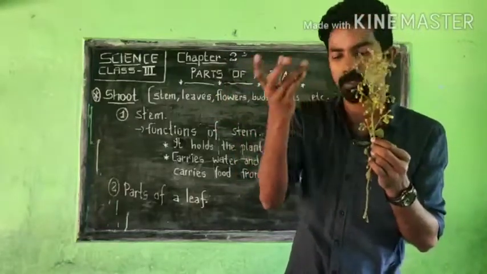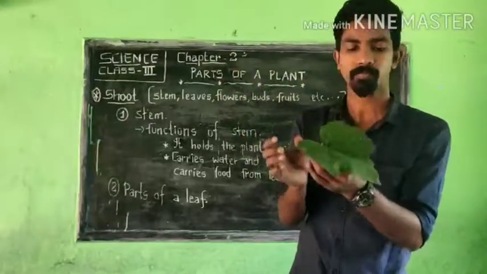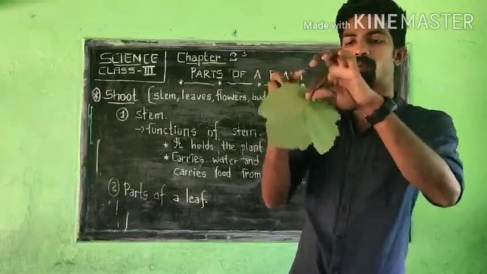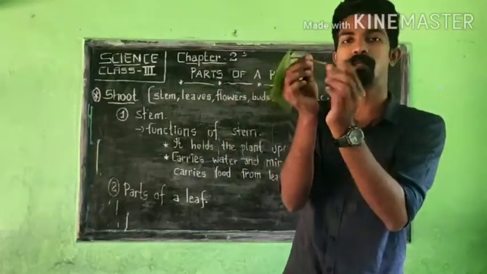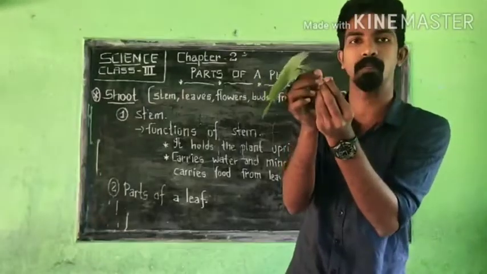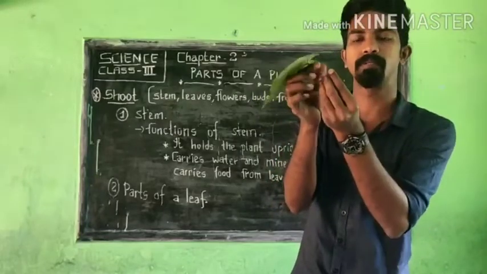So what will the stem do? The stem will transfer them from the stem to the leaf. Now what happens? This is a leaf stalk, and the leaf stalk is attached to the stem. So the minerals and the water taken by the root, and then the stem, are given to this leaf stalk.